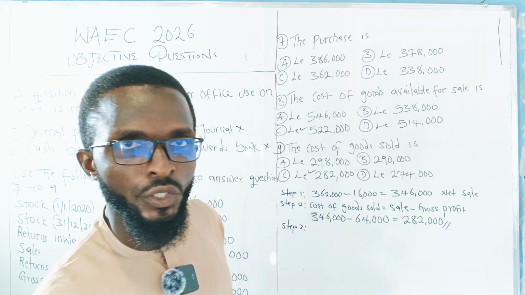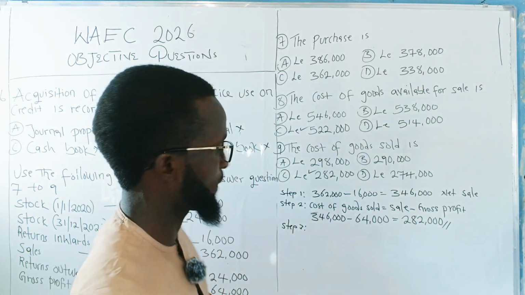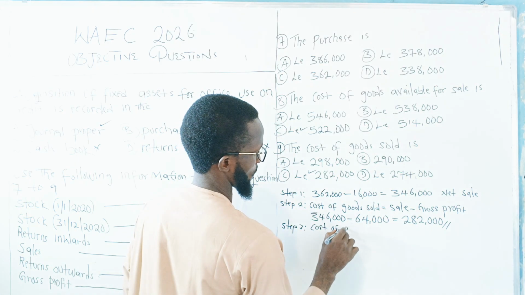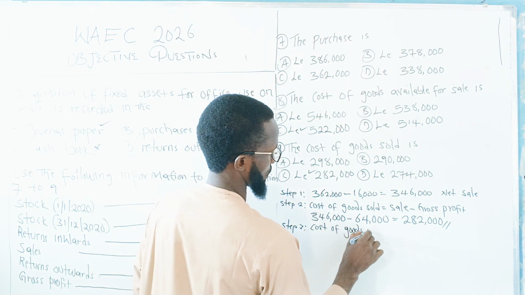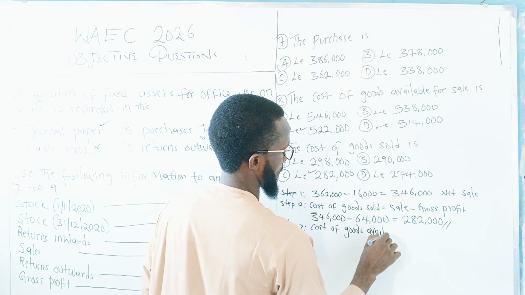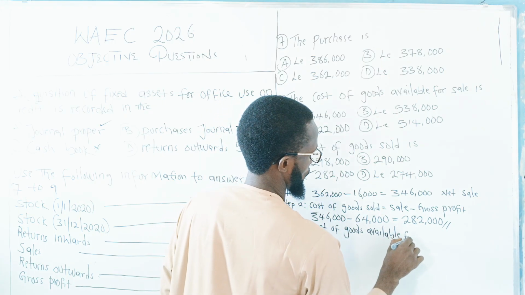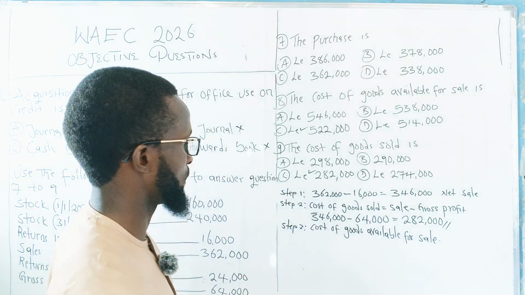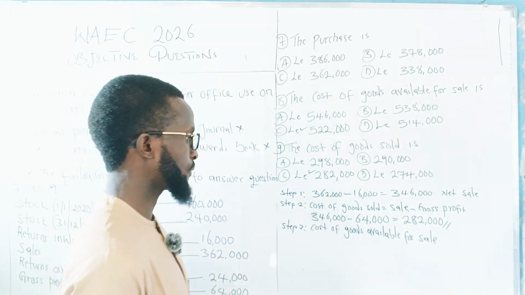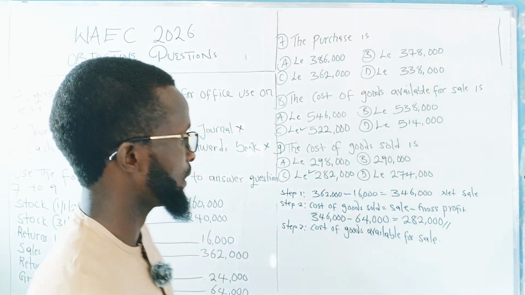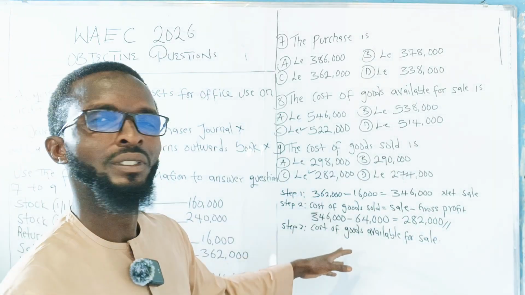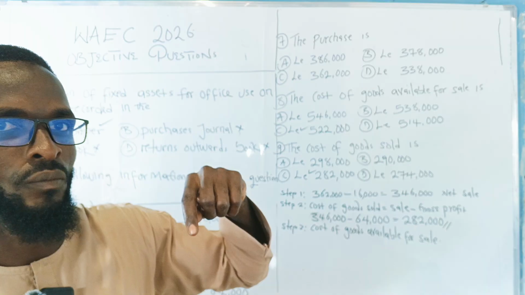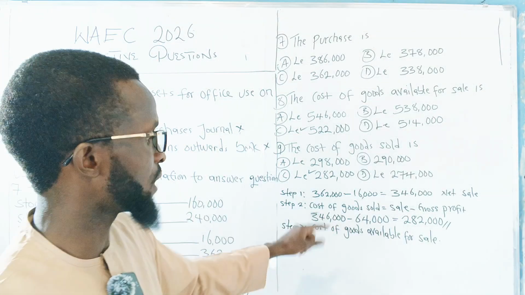Try to determine your cost of goods available for sale. Cost of goods available for sale, remember, is cost of goods sold plus closing stock. That will be our cost of goods available for sale.